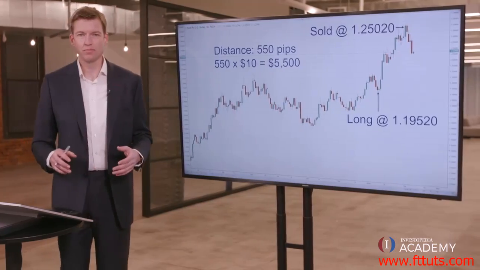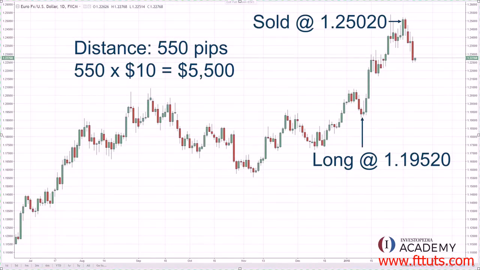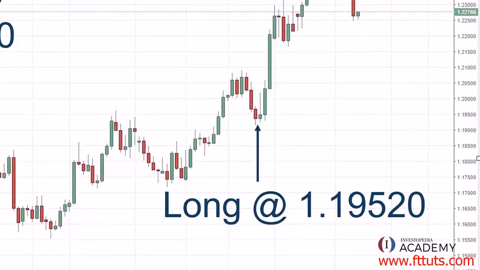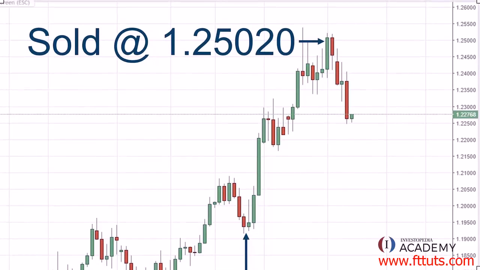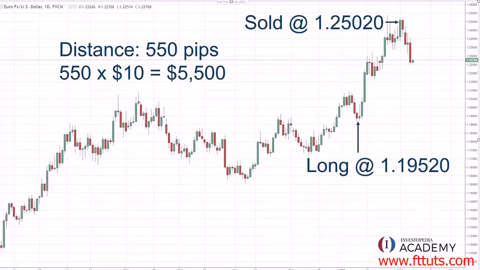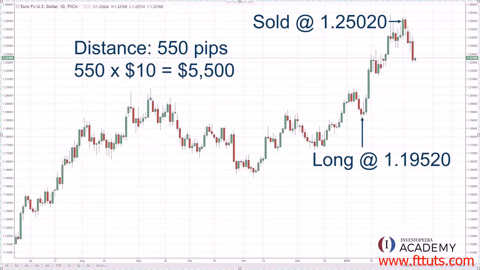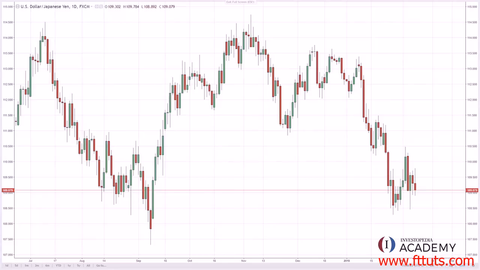Let's do another example. We just talked about this one where we opened a position at 1.19520 on the euro and closed it at 1.2502. So this is pretty straightforward, 550 pips worth of value. But what if you had done this a little bit differently? Let's say, for example, here on the dollar versus the yen, or we can summarize that just as the yen. So we're going to assume that an investor sold or shorted.